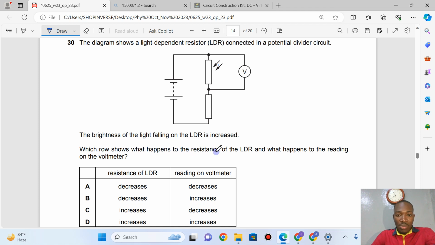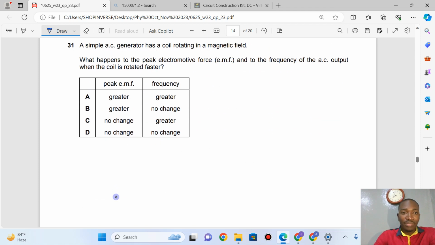What happens to the LDR? The brightness of light falling on the LDR is increased. When the brightness of the light is increased, what happens to the resistance? It will decrease. Resistance decreases, and the reading on the voltmeter will definitely decrease because the voltage is decreasing. That makes A the correct answer to question number 30. We go to question number 31.